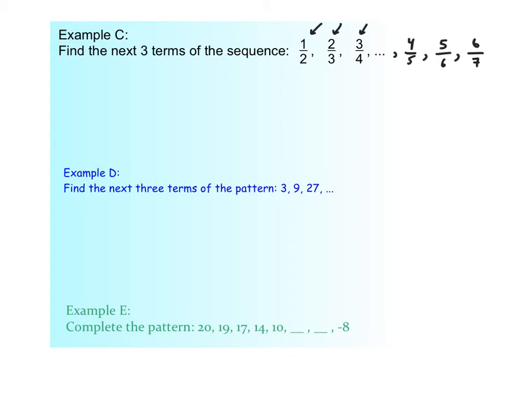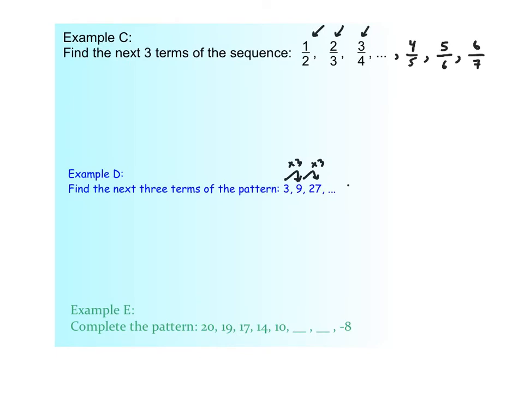Example D, find the next 3 terms of the pattern. Well, I notice a pattern that I'm multiplying by 3 to get from any term to the next. So the next 3 terms in this pattern would be 27 times 3, which is 81. 81 times 3, which is 243. And 243 times 3, which is 729. There's the next 3 terms in that pattern.